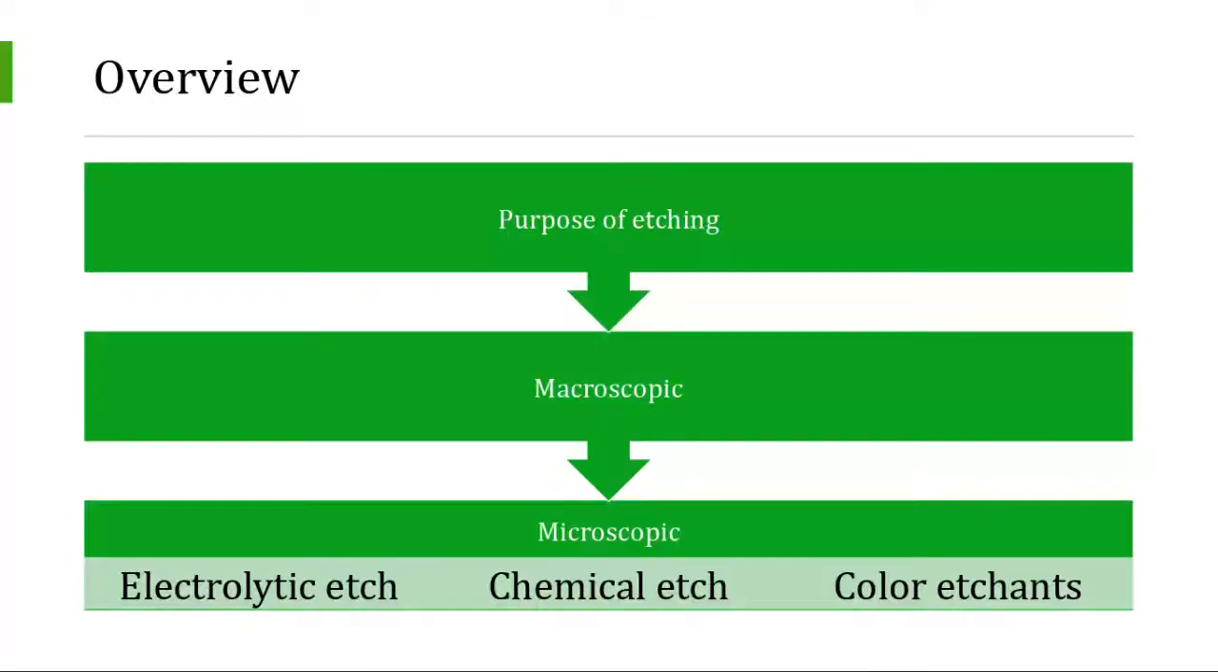Well, welcome to week 5. We are going to be talking about chemical etching and introducing you to the concepts of macro and micro etching. Looking at an overview, we're going to discuss the purpose of etching, and before we move into macro and then microscopic, the microscopic techniques will involve electrolytic etches, chemical etching, and the use of colored etchants.